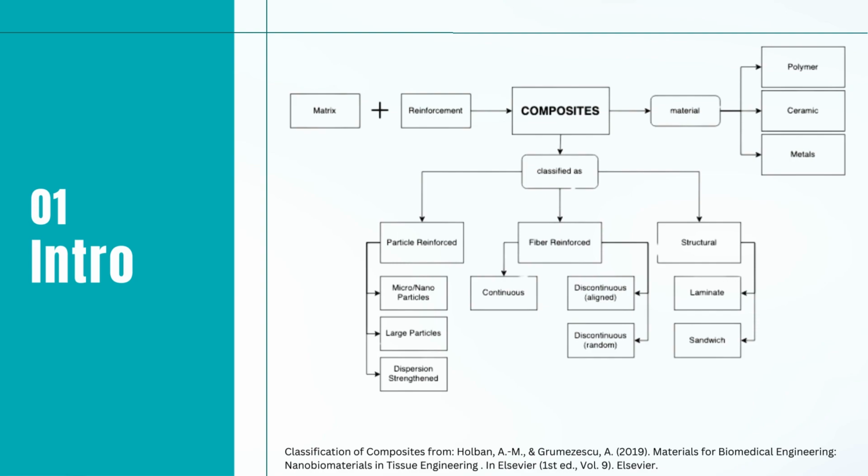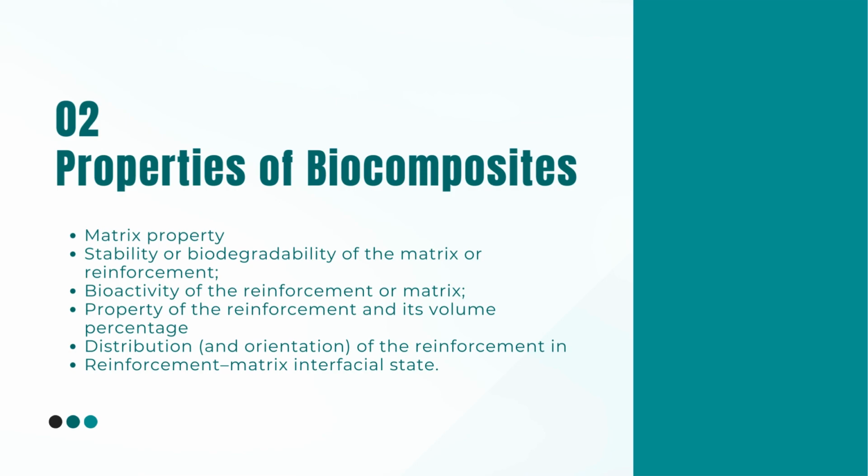For example, particle composites focus on the distribution to improve the overall hardness or wear resistance of the composite. For fiber, it is more focused on tensile strength and stiffness. For structural, it is more focused on rigidity and layering of the material. So unlike the other biomaterials, the composite's property differs depending on the composition.